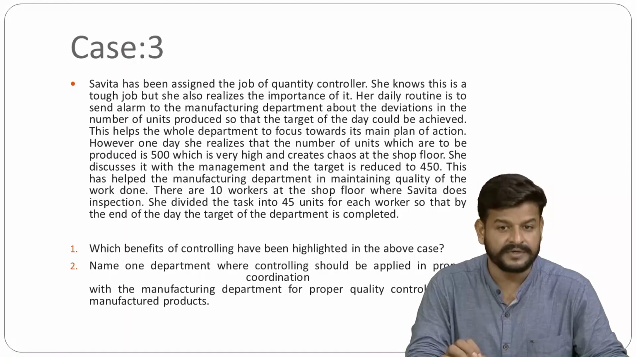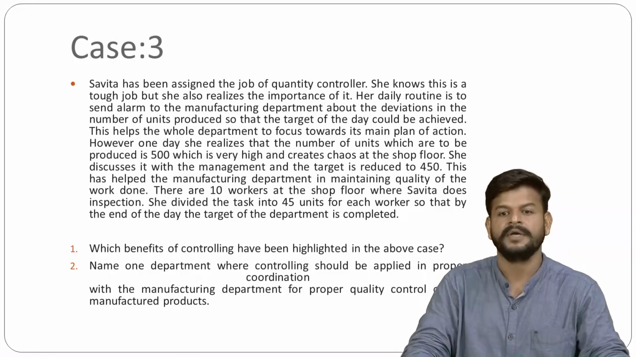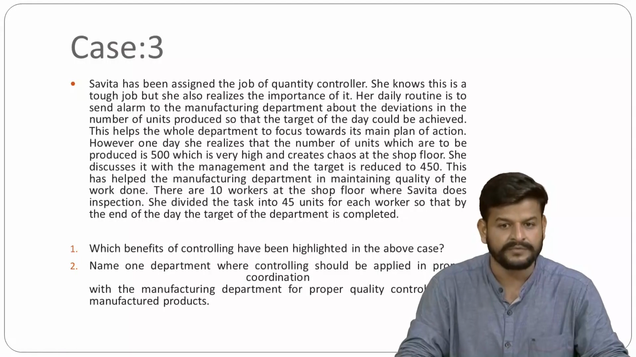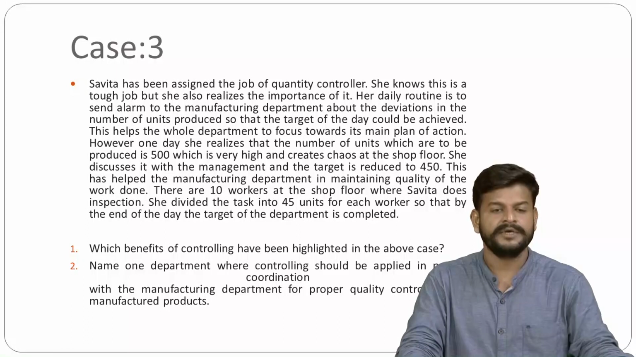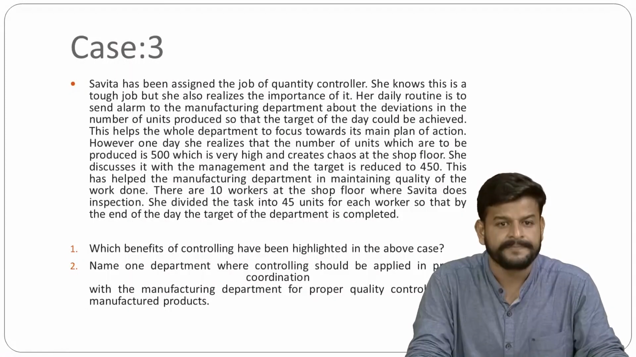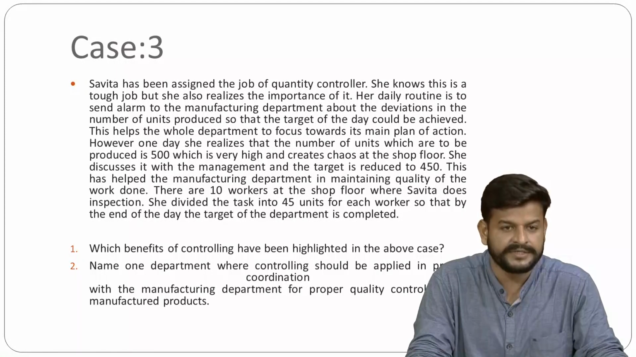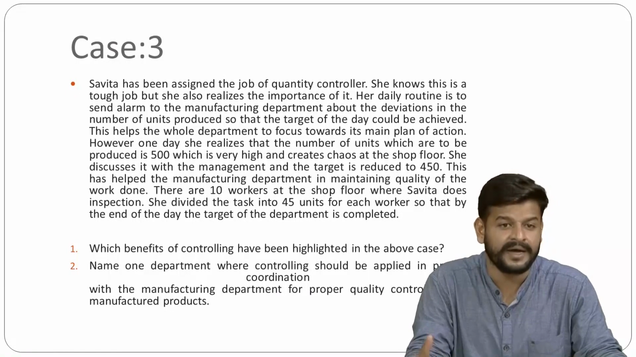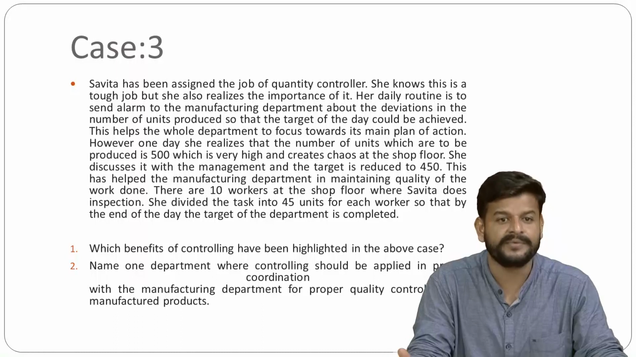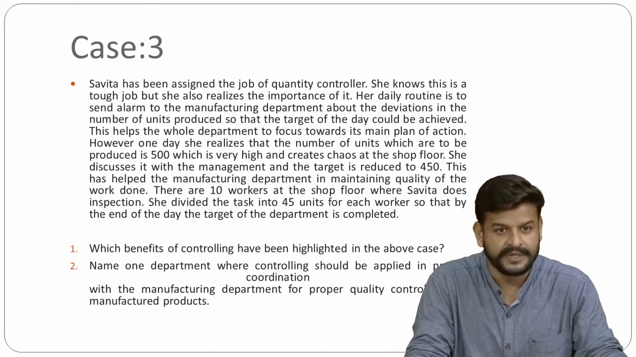There are 10 workers at the shop floor where Savita does inspection. She divided the task into 40 units for each worker so that by the end of the day the target of the department is completed. It is not mandatory that every time in the organization we will get a lesser or negative result only. Many times a higher positive result or higher production also creates some kind of issues. So this third case reflects that kind of condition.